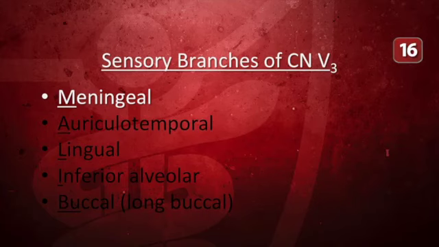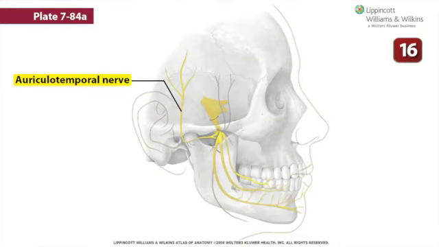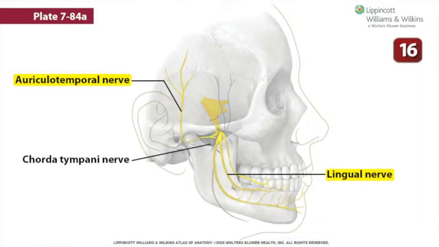middle cranial fossa. The auriculotemporal nerve travels posteriorly and then superiorly to innervate skin anterior to the ear on the lateral head. The lingual nerve runs anteriorly and inferiorly to reach the anterior 2/3 of the tongue, where it provides general sensation. The chorda tympani nerve, a branch of the facial nerve that will be discussed subsequently, joins the lingual nerve in the infratemporal fossa and follows it to the tongue.